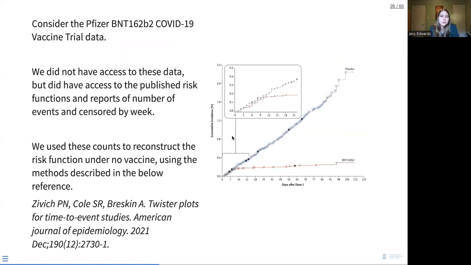I'll use an example for this part of the talk from the Pfizer COVID vaccine trial study. And this is a figure from their New England Journal paper on the right. Of course, we did not have access to these data, but we did have access to the published risk functions and the FDA report that had the number of events and censored by week. And so following methods from this paper referenced down here, we use those counts to reconstruct the risk under no vaccine for this example. I'll just be focusing on this blue line here.